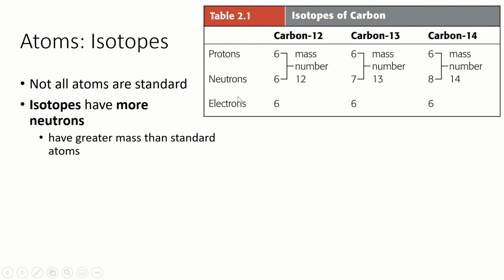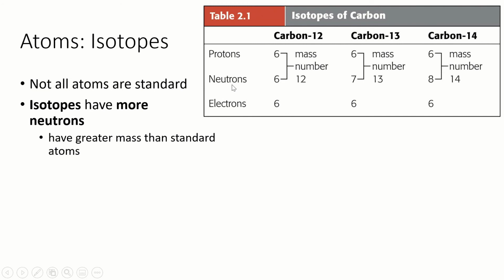Now, this is important because you remember that the neutron does not have a charge associated with it. It's neutral. Protons have a positive charge, electrons have a negative charge. If there were extra protons in the nucleus, the element would have a different characteristic. It would have a greater positive charge. But when we change the number of neutrons, then we end up with the same element. It has the same characteristic because it has the same positive and negative charges, but it weighs more.